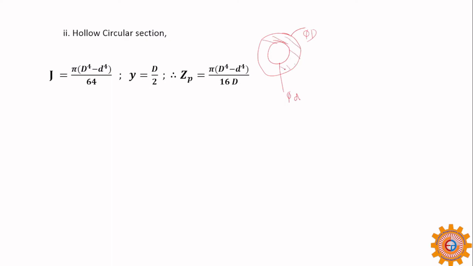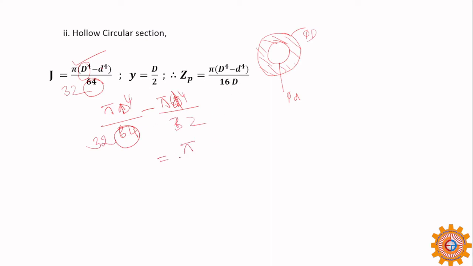So here the polar moment of inertia is pi by 32 into D to the power of 4 minus d to the power of 4. You have to subtract the moments of inertia, that is pi D to the power of 4 by 64 minus pi d to the power of 4 by 32. It is 32, so you are going to get pi by 32 D to the power of 4 minus d to the power of 4.